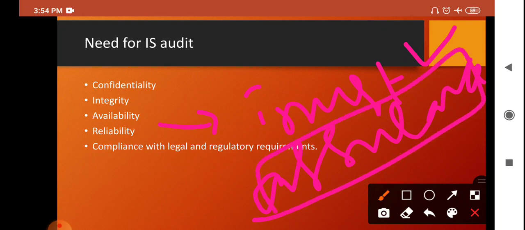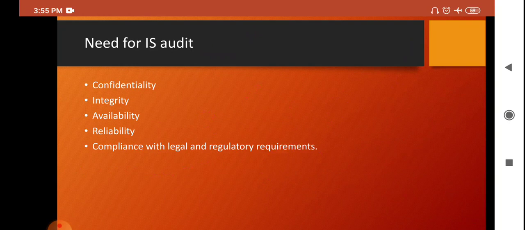Next is compliance with legal and regulatory requirements. Whatever the government rules and regulations are, to meet those legal and regulatory requirements, we must have an audit in our organization. It simply means checking or observing or verifying our information system. That is called IS audit.